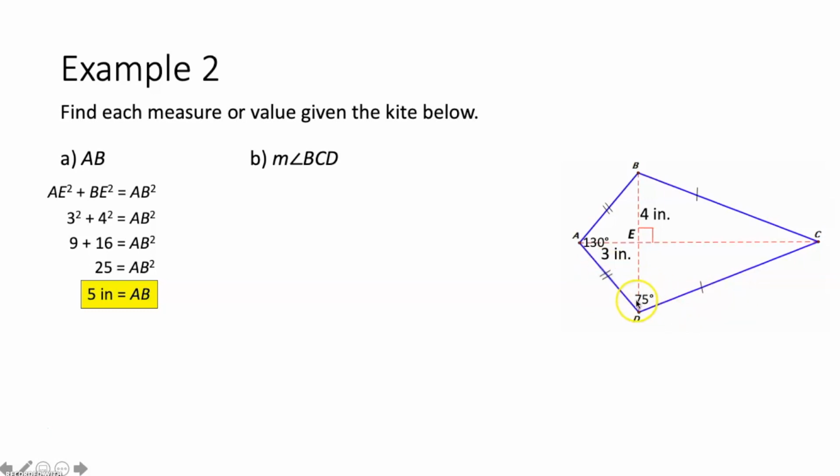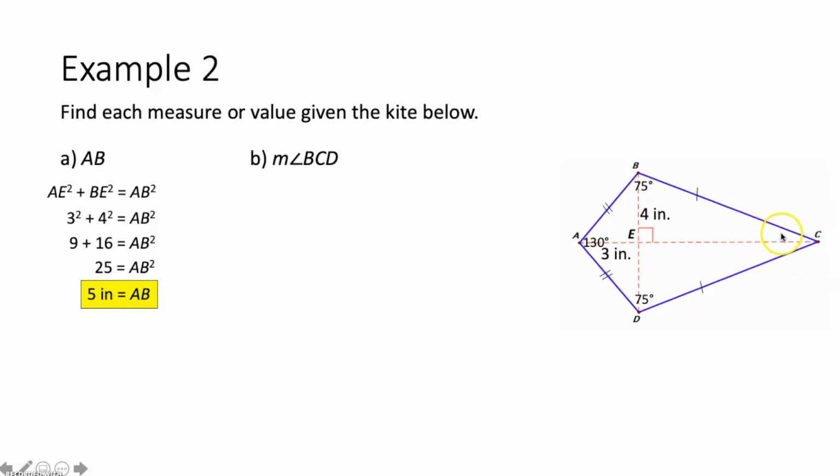So that would be this angle right here formed by the non-congruent sides, and then this angle over here formed by the non-congruent sides. So if we know angle ADC has to be congruent to angle ABC, and we know the measure of angle ADC is 75 degrees, we know the measure of angle ABC up here must also be 75 degrees.